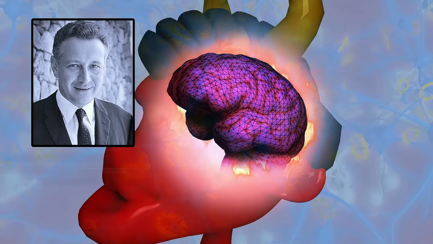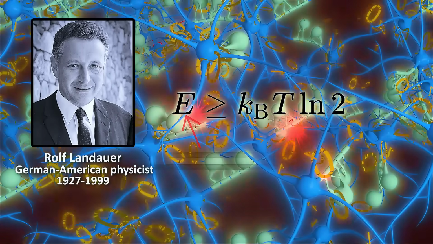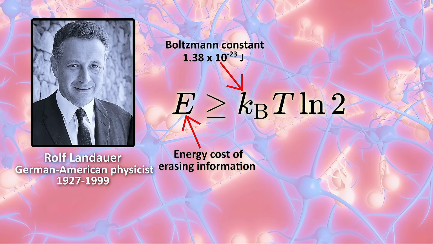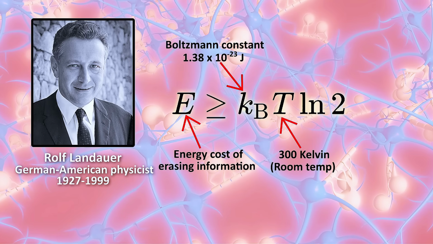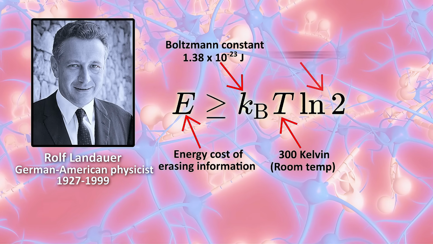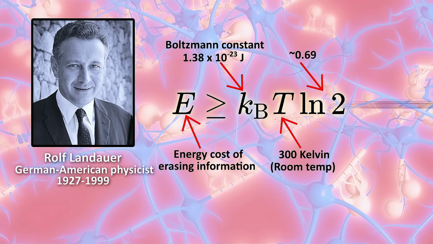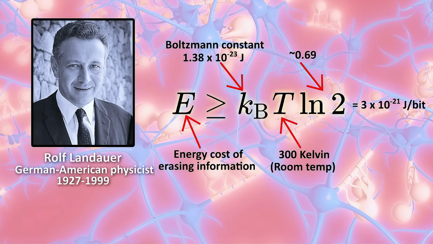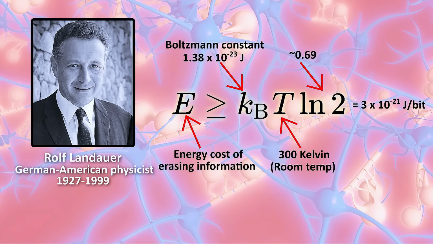The energy cost of erasing information is given by Landauer's principle, which states that the minimum energy needed to erase one bit of information is proportional to the absolute temperature at which the system operates times Boltzmann's constant and the natural log of 2. At room temperature of 300 Kelvin, this number turns out to be about 3 times 10 to the negative 21 joules, or 0.018 electron volts.